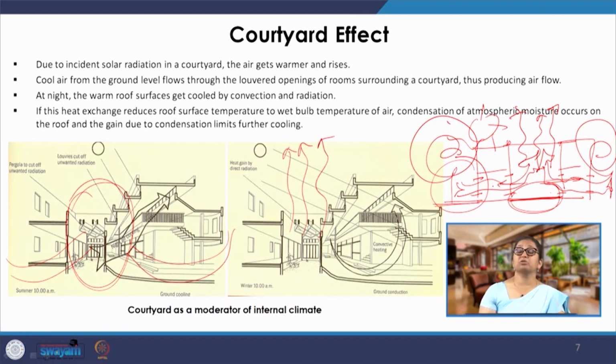The courtyard also acts as a balancer of activities. It provides an active area in the comfortable times: early summer mornings, the winter days, the summer evenings. That is when the outdoor temperature is comfortable and the courtyard can be used. So, the courtyard acts as a balancer of microclimate within the building. That is how it will work.